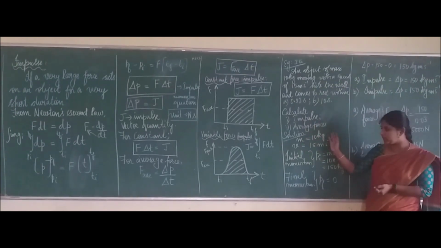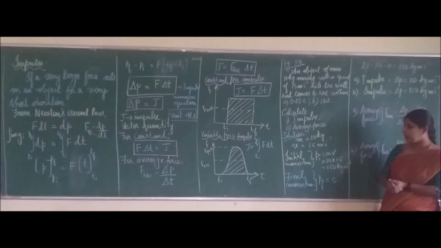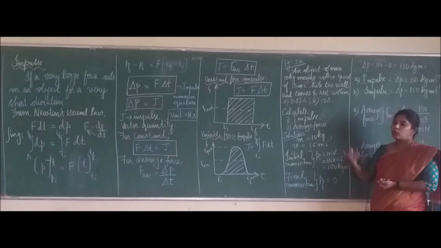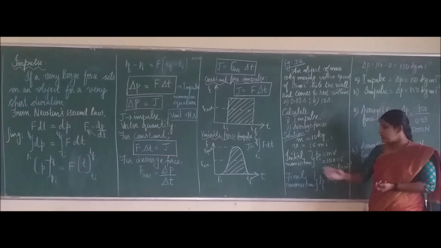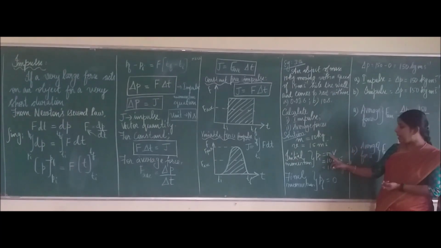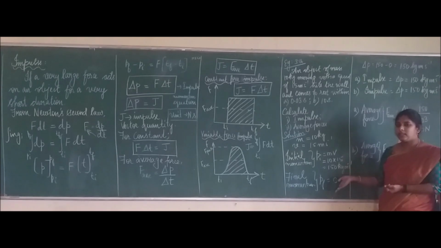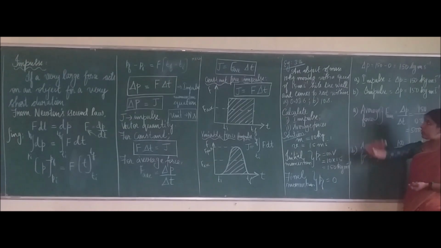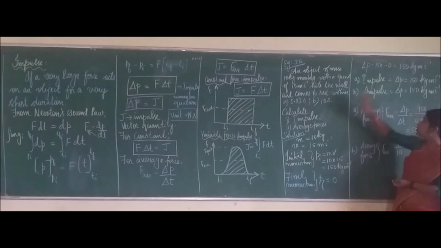So mass is given as 10 kg and velocity is 15 meter per second. Impulse J equal to del P, so we need the initial momentum and final momentum. Initial momentum is Pi equal to M into V, the formula for momentum. Mass is 10 kg and velocity is 15, so we get 150 kg m s^-1. The final momentum Pf equal to 0, because the object comes to rest, so momentum is 0. So del P is the difference between Pi and Pf: 150 minus 0 equal to 150 kg m s^-1.